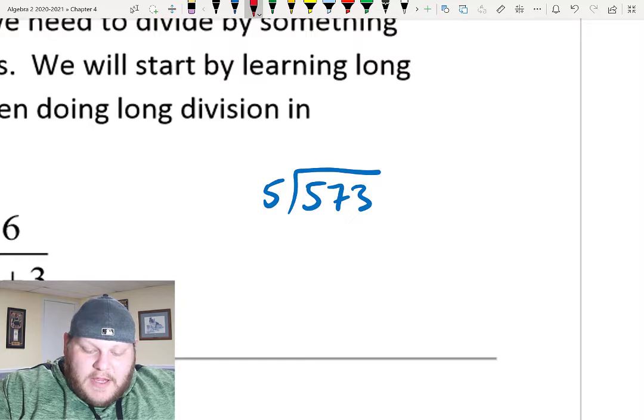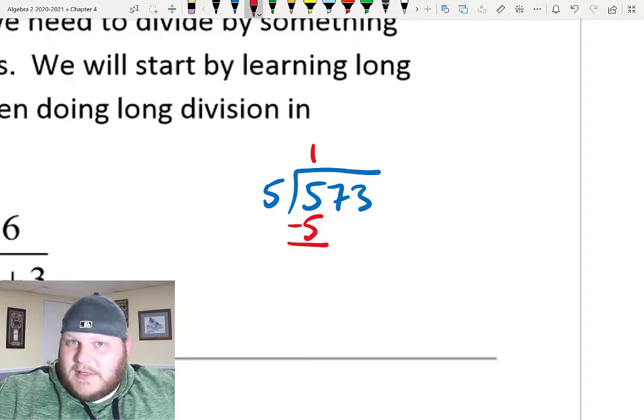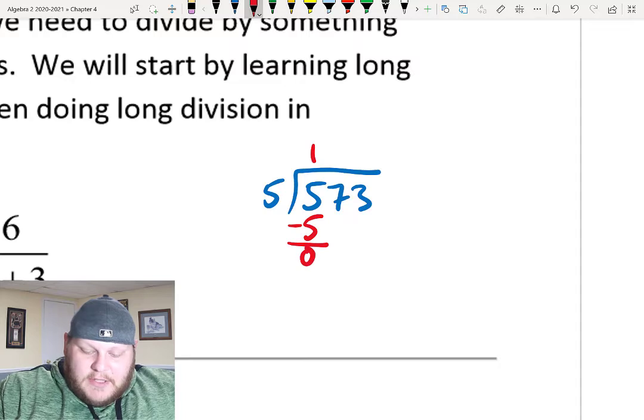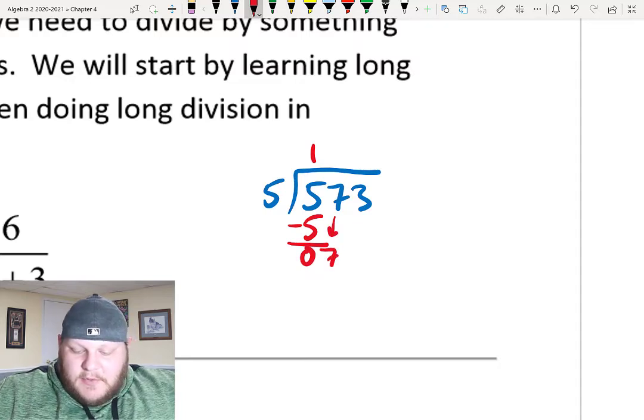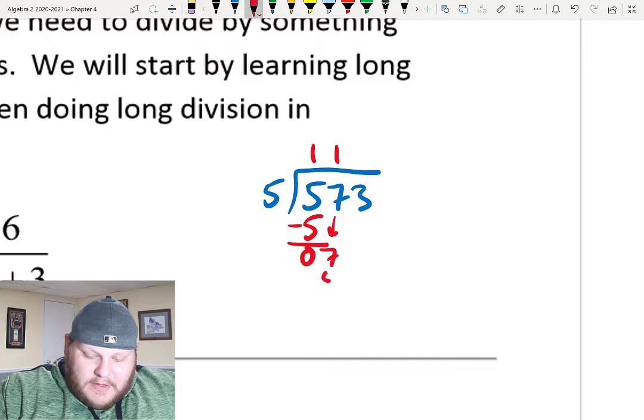So here, 5 times 1 would give me 5. I then switch my sign and go down. So I'm subtracting going down, so switch my sign and add it up. I have 0 left over. Then I'm going to drop that next term down, so now I have a 7. 7 times 1 is the closest I can get. Gives me a 5. I have a remainder of 2.